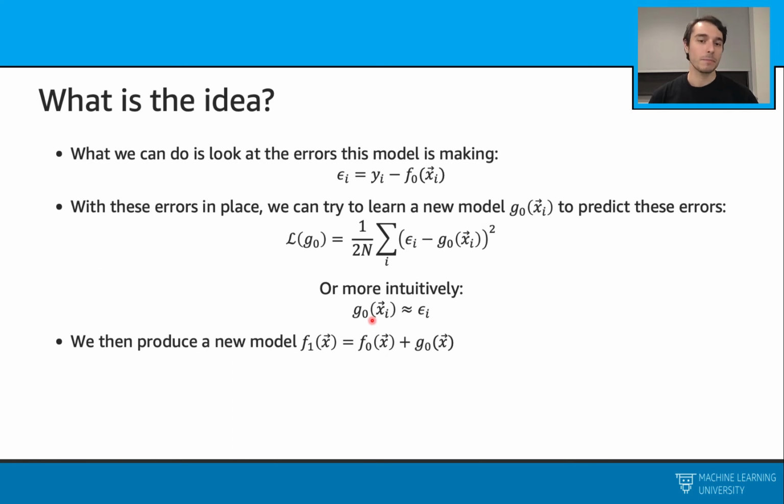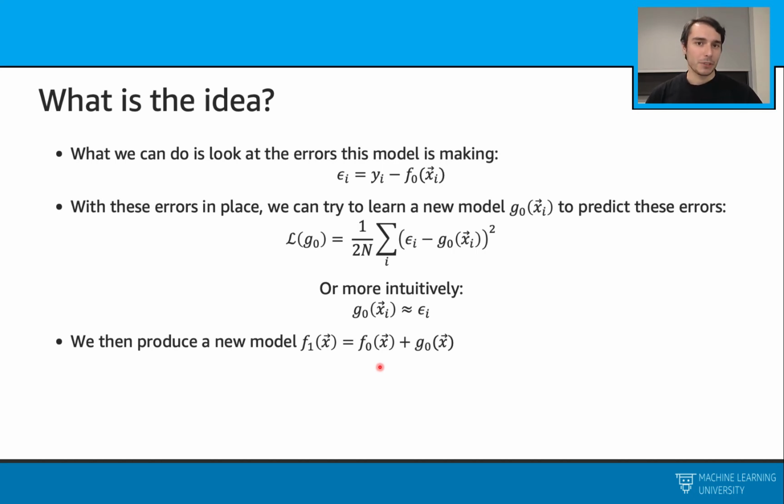Then we will add them up. Here's our original model plus g sub 0. And that becomes a new model f1 of x. And overall, this is the boosting equation. Let's try to explain this summation here. Why we add them up.